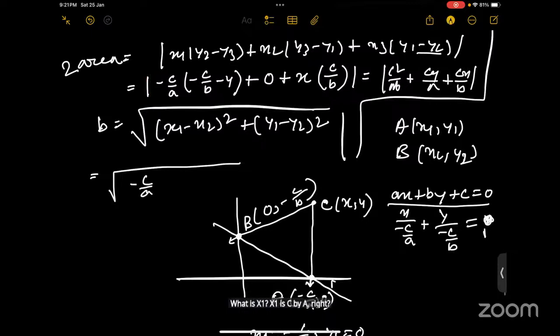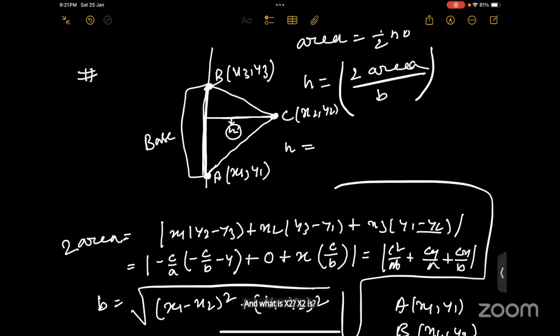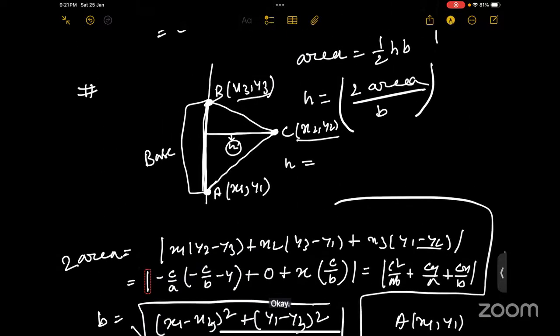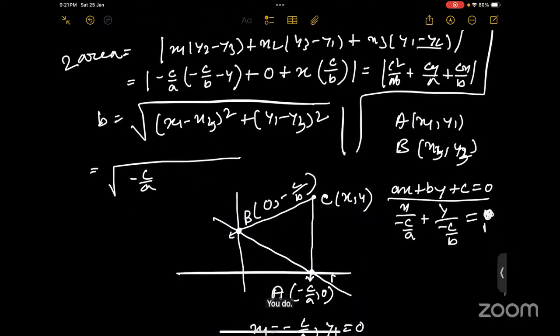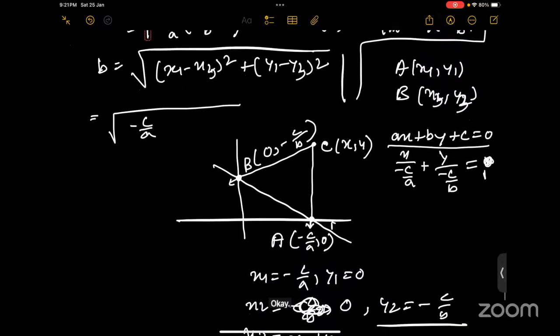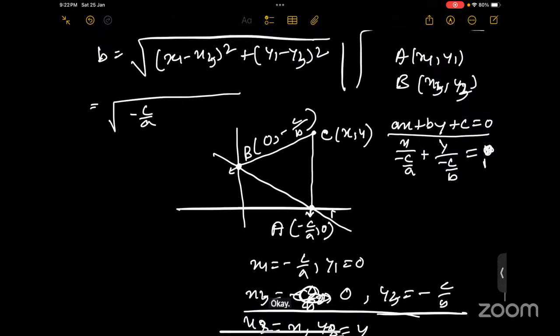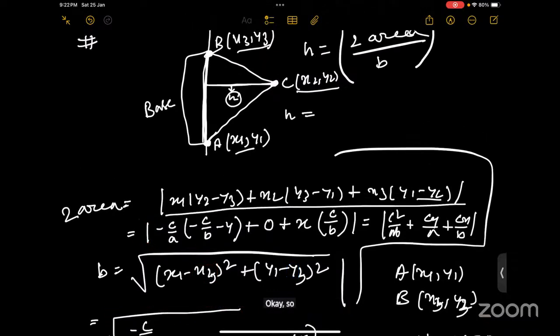And what is x2? Here we took this as x2, so this will be x3. This is x3 and y3. So x2 is x. This is our x3. We are finding the area of the triangle in intercept form or in general form. So this is the general formula, right?